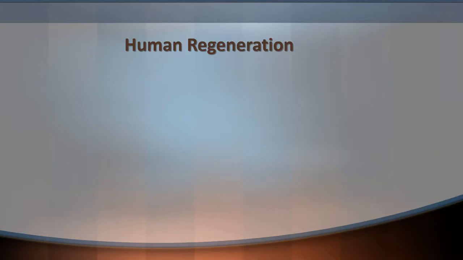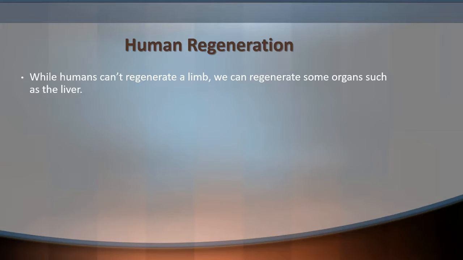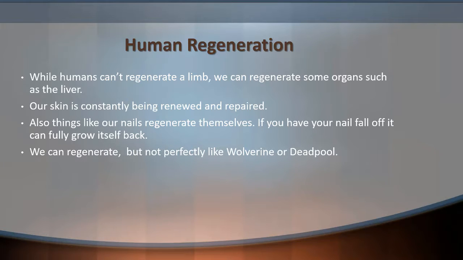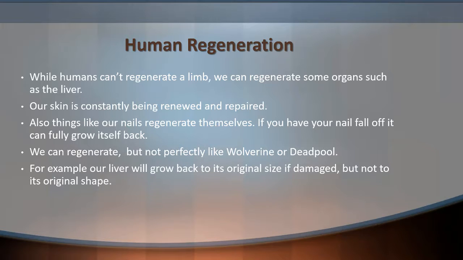And regeneration in humans. While humans can't regenerate a limb, we can regenerate some organs such as the liver. Our skin is constantly being renewed and repaired. Also, things like our nails regenerate themselves. If you have your nail fall off, it can fully grow itself back. We can regenerate, but not perfectly like Wolverine or Deadpool. For example, our liver will grow back to its original size if damaged, but not to its original shape. Our skin doesn't fully repair either, and instead leaves a scar.